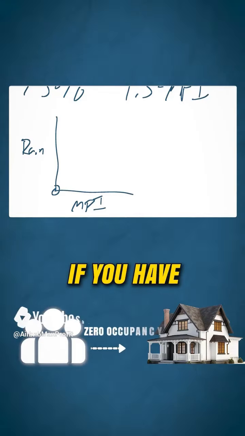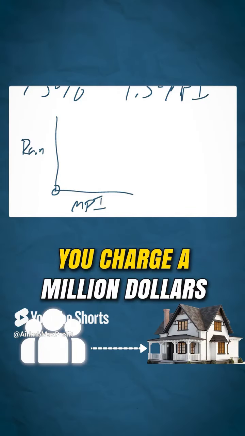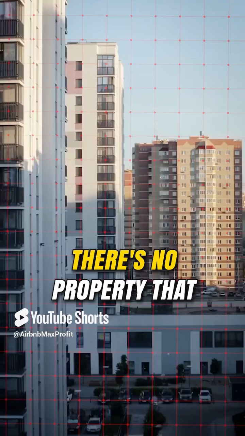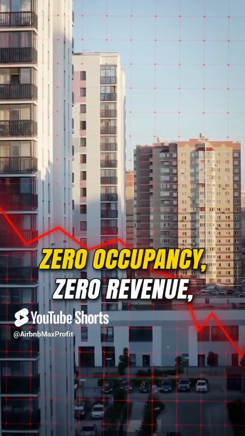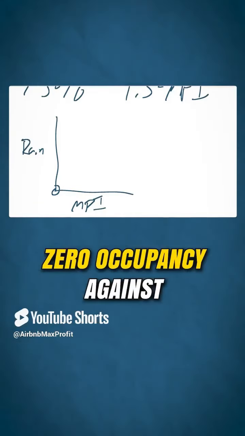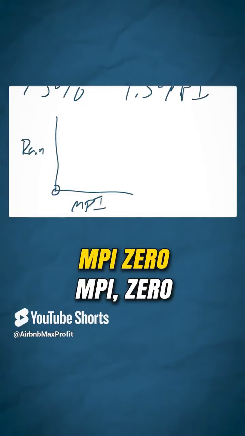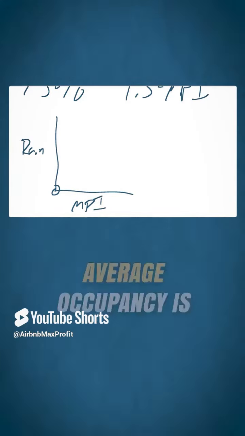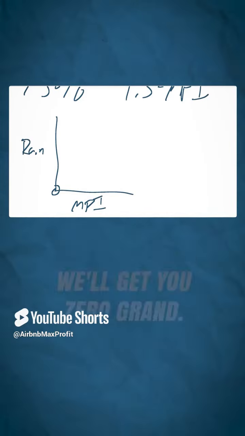If you have zero occupancy, you charge $1 million a night, you will have zero occupancy, right? There's no property that can do that. You also have zero revenue. Zero occupancy, zero revenue. Zero occupancy against the market, MPI, zero times market average occupancy is zero, right? We'll get you zero RAM.